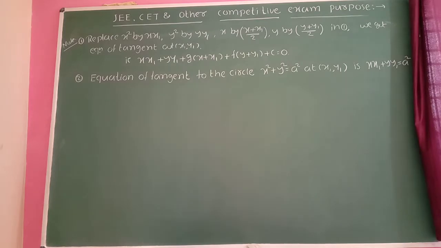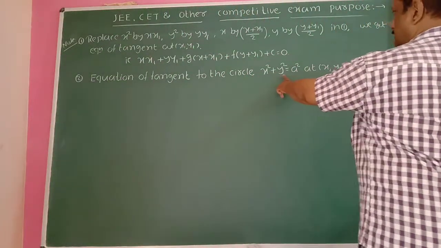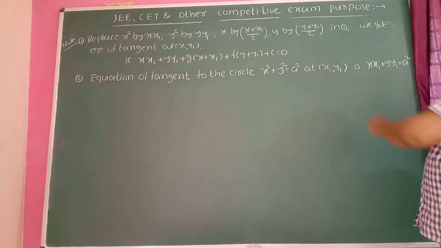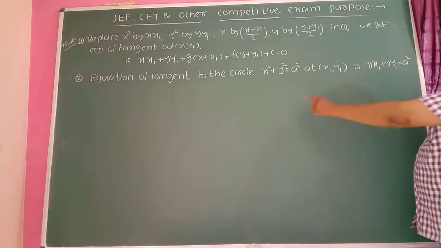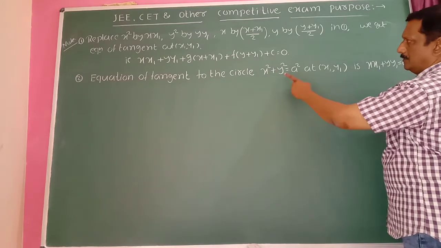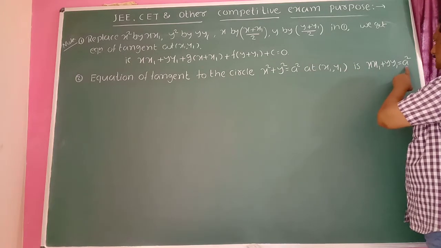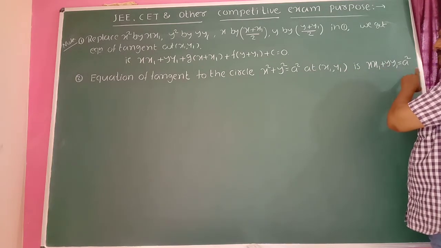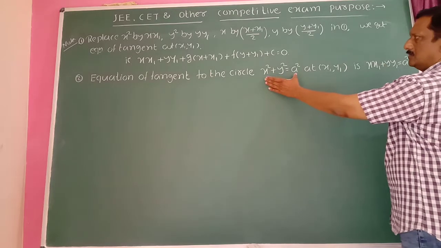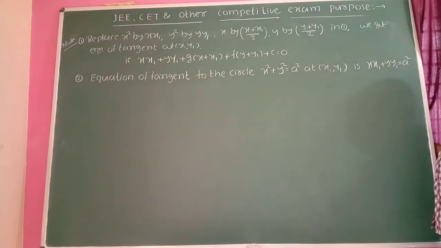Similarly, the equation of tangent to the circle x square plus y square is equal to a square at x1, y1: here also replace x square by x1, replacing y square by y1, and on the right side a square is there, keep a square as it is. So this is the equation of tangent to this circle at the point x1, y1.